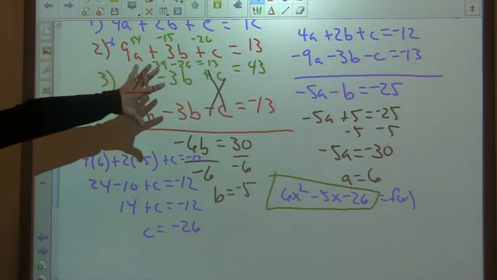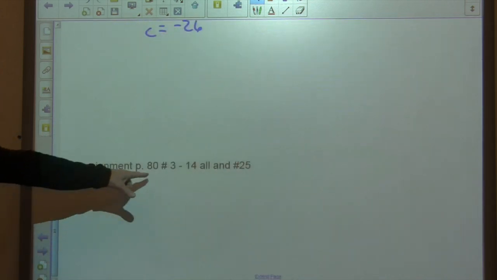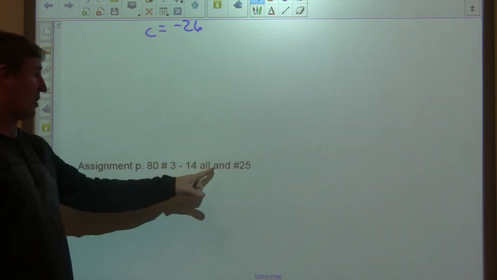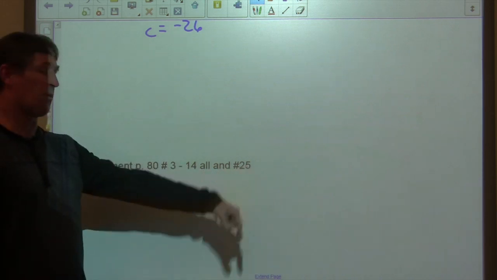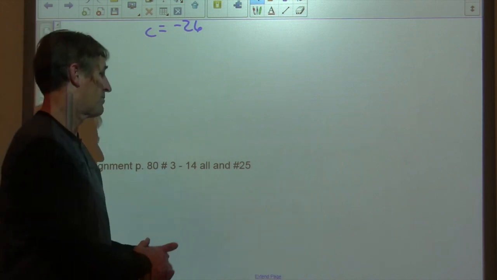So these take a little bit of time. You only have one of those to do on the assignment. So your assignment is on page 80, 3 through 14, all, and number 25, which is the 3x3 equation. That'll be on the Big Ideas Math, so good luck.